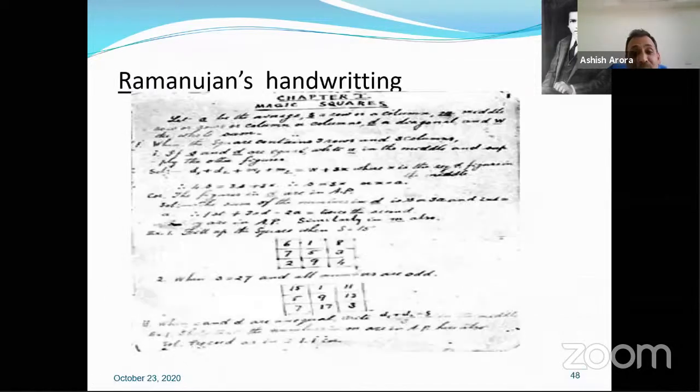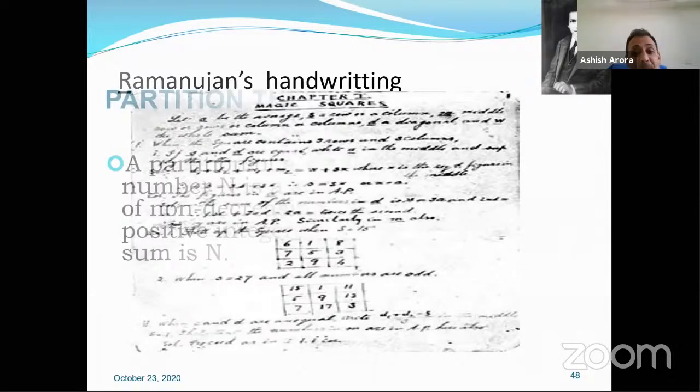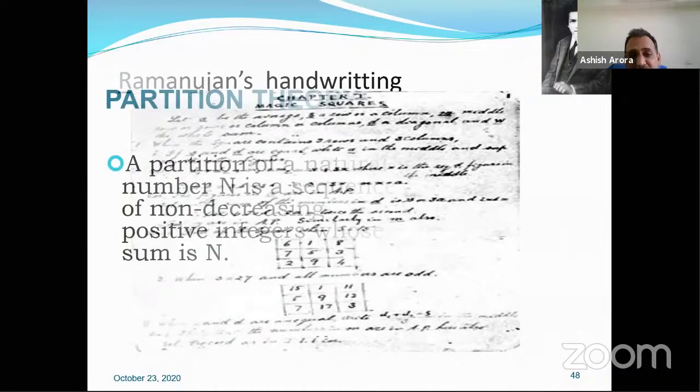ਉਹਨੇ ਕਈ ਤਰ੍ਹਾਂ ਦੀਆਂ ਥਿਊਰੀਜ਼ ਦੇ ਉੱਪਰ ਕੰਮ ਕੀਤਾ. ਇਹ ਰਾਮਾਨੁਜਨ ਦੀ ਆਪਣੀ ਹੈਂਡਰਾਈਟਿੰਗ ਹੈ. ਉਹਨੇ ਮੈਜਿਕ ਸਕੇਅਰਸ ਦੇ ਉੱਪਰ ਵੀ ਕੰਮ ਕੀਤਾ, ਪਾਰਟੀਸ਼ਨ ਆਫ ਨੈਚੁਰਲ ਨੰਬਰਸ ਤੇ ਕੰਮ ਕੀਤਾ.